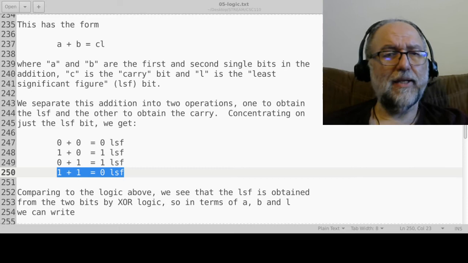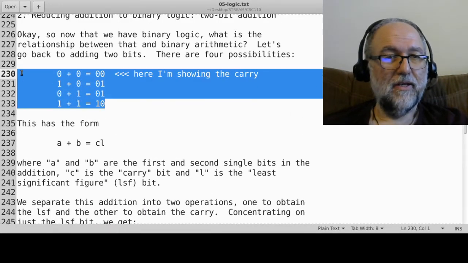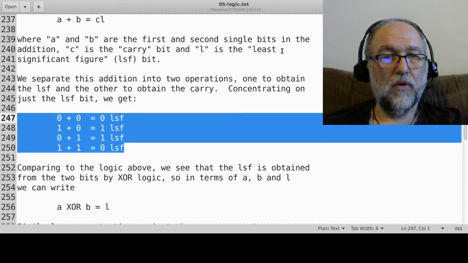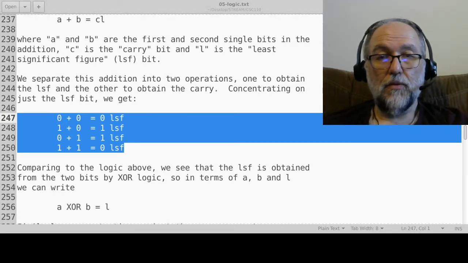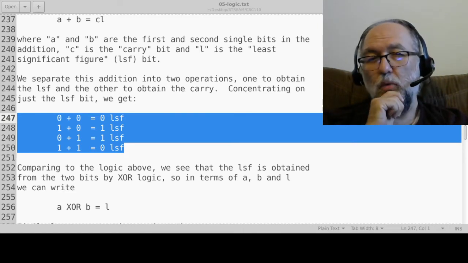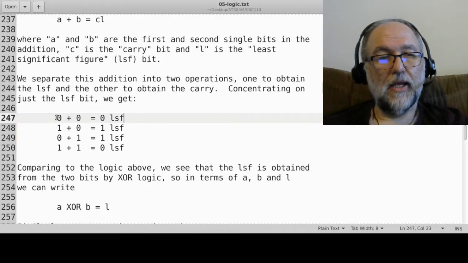Okay, so I hope you see what I did there. Basically, I just copy and pasted this, but then I just remove the carry like that. I just remove those numbers there, and I get that. Now I say to you, we just studied those logical operators. Does this look like any one of those logical operators?